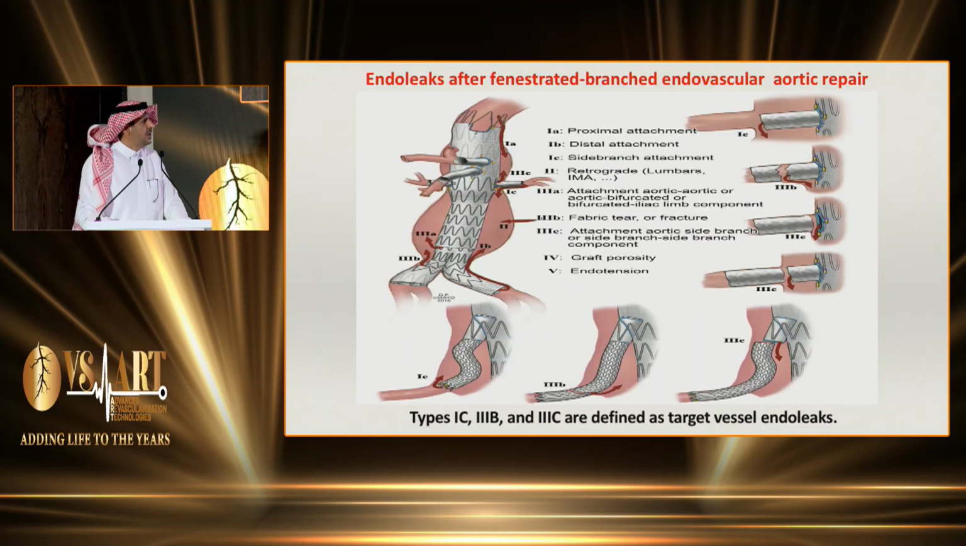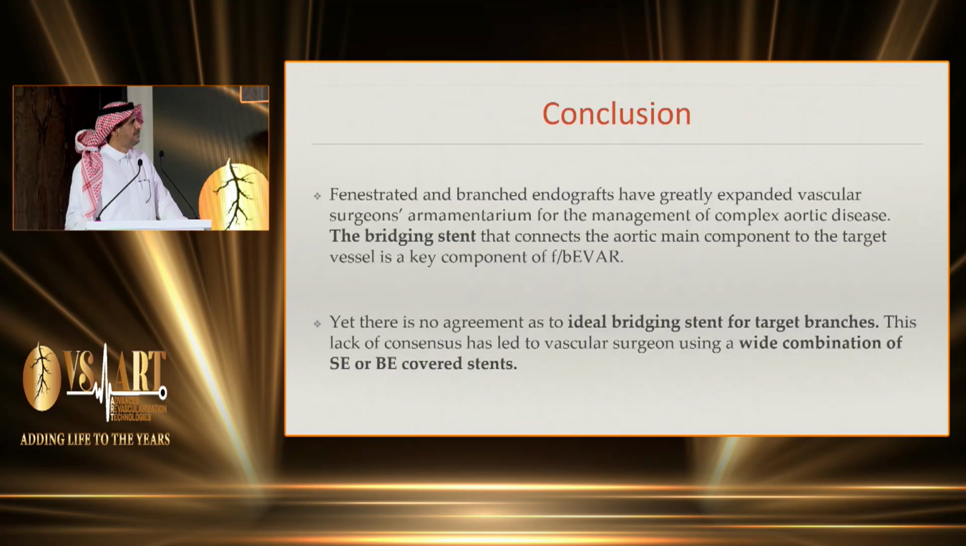For the types of endoleak in branched and fenestrated graft, there are the standard endoleaks as in standard EVAR, but we add type 1C, which is side branch attachment, and type 3B, either a break or a hole in the graft wall, and type 3C, when there is also disattachment of the graft from the aortic stent.